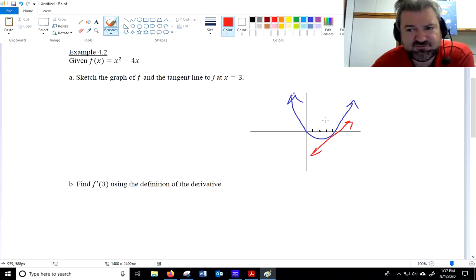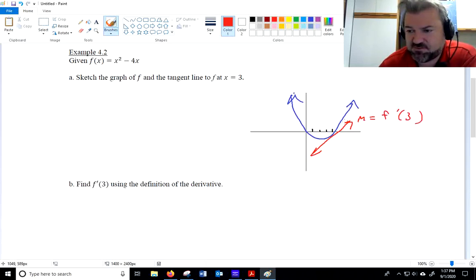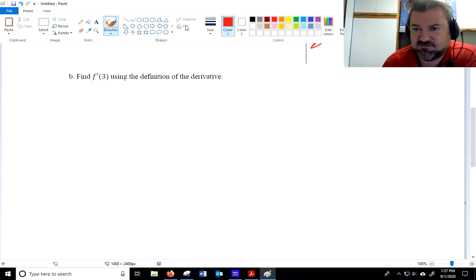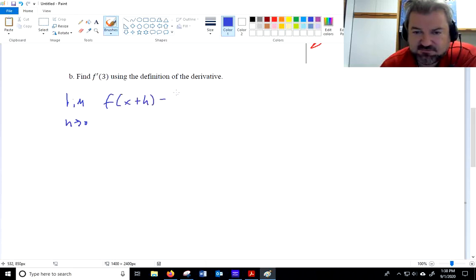Remember, the derivative tells you the slope of this tangent line. So this tangent line right here, its slope is equal to f prime at 3. That's what it tells you. That's the purpose. So let's use the derivative to do that. x squared minus 4x. Okay, so we're using the definition of the derivative, not the alternative one that we derived first. So we're going to do the limit as h approaches 0 of f of x plus h minus f of x all over h.